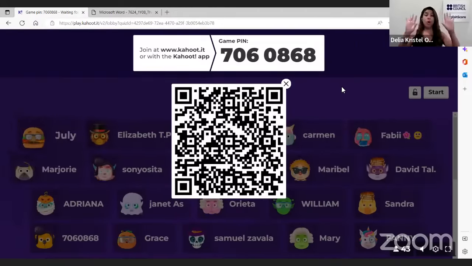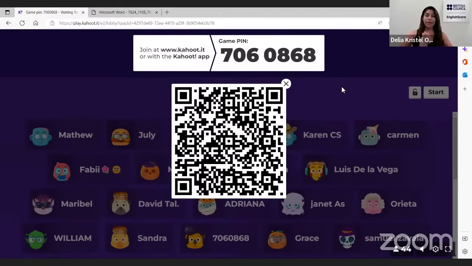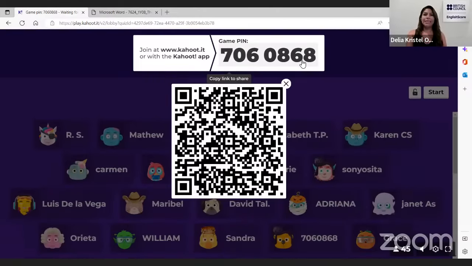Remember that you have 2 options to get into Kahoot. You can use your cell phone to scan the QR, or you can go to www.kahoot.it and then insert the game pin 7060868. Remember that it's pinned at the top of the chat, so you can just copy and paste, and it's going to be easier for you.